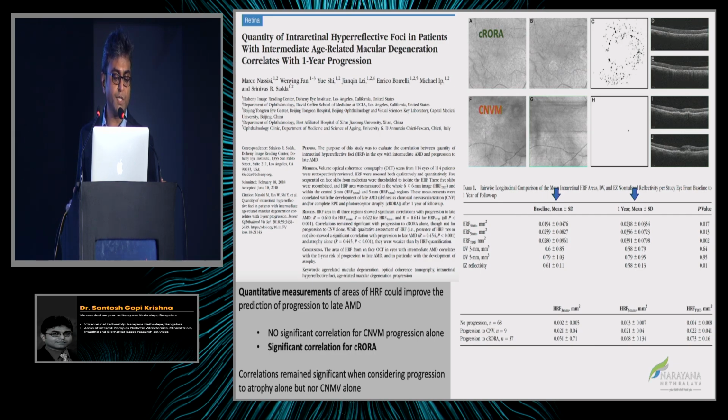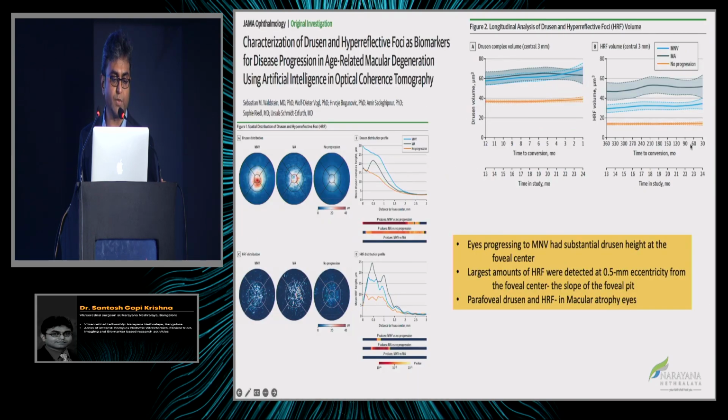When you look at the quantitative measurements of this area, we can have a better prediction of progression to late AMD. There was no significant correlation for CNVM progression alone, but there was significant correlation to complete outer retinal atrophy. Looking at the changes over a period of 1 year, you can see the changes here in HRF, which led to complete outer retinal atrophy, whereas here there is minimal HRF, and you can see a development of a neovascular membrane.